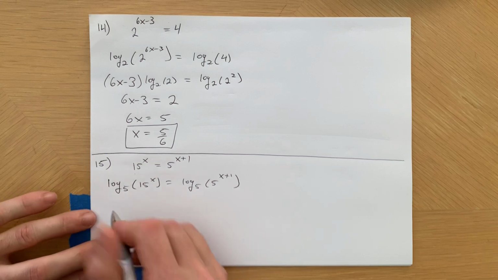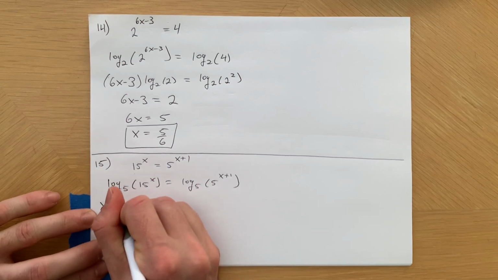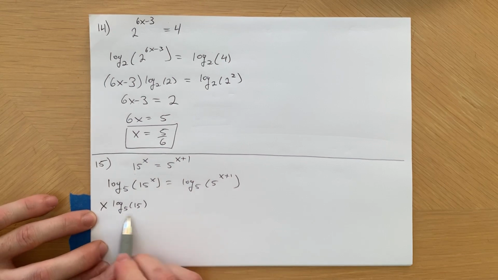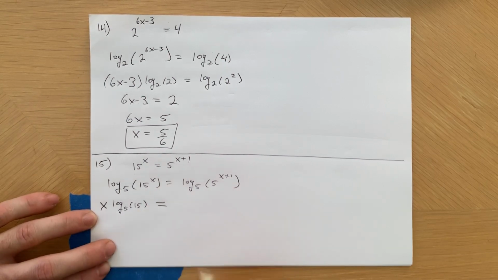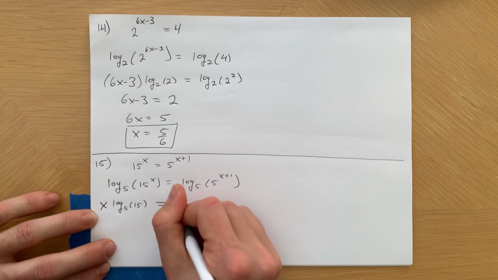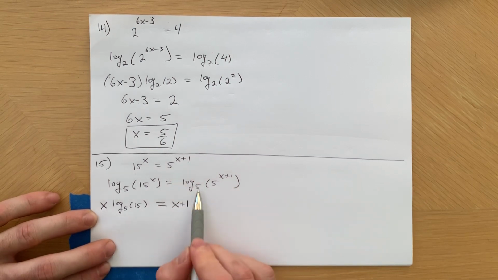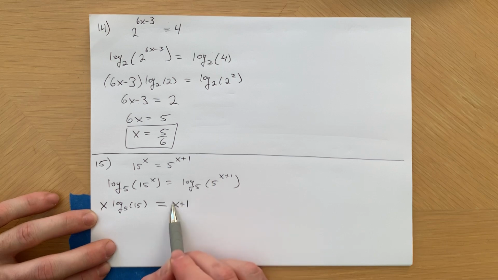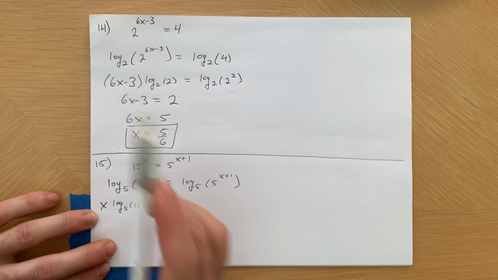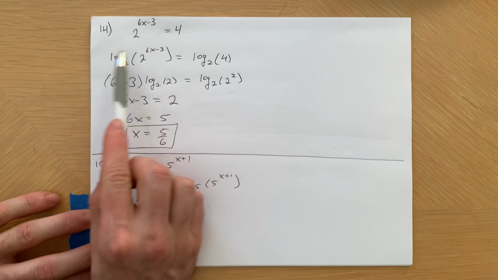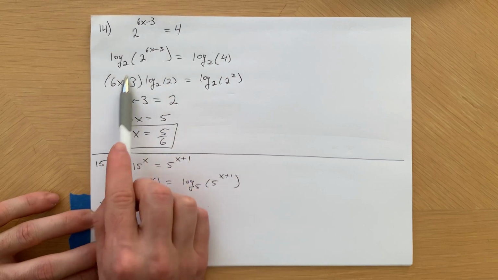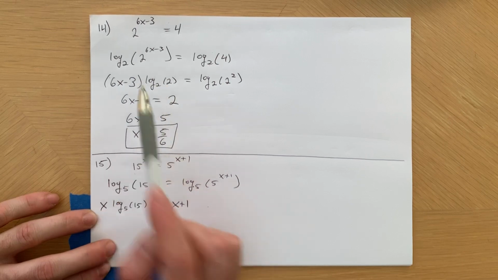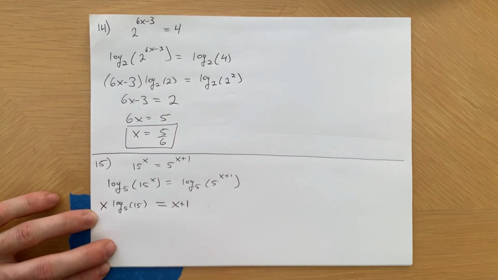So this x can move into the front, so we're going to have x times log base 5 of 15. We can't really simplify this one right now. We're just going to leave it like this. Equals, so this x plus 1 can go into the front. And what we're left with is log base 5 of 5, which is 1. So this right-hand side simplifies into x plus 1 times 1. Same thing in this step up here. When we took the 6x minus 3 into the front, we had 6x minus 3 times log base 2 of 2, but this piece right here was just 1, just like it is in this situation.